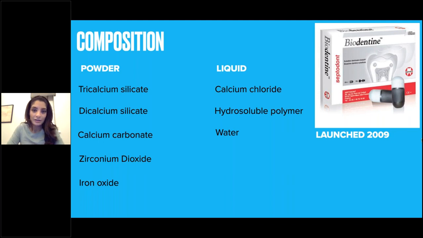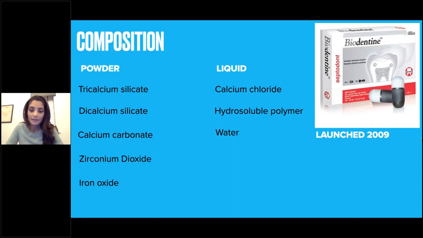So the composition of Biodentine is mainly based on a powder and a liquid. The powder contains tricalcium silicate, which is its main component. We also have dicalcium silicate, which is its second main component. It contains calcium carbonate, which is basically a filler. Zirconium dioxide, which is responsible for making the material radio-opaque, and iron oxide, which is responsible for the shade of the material.